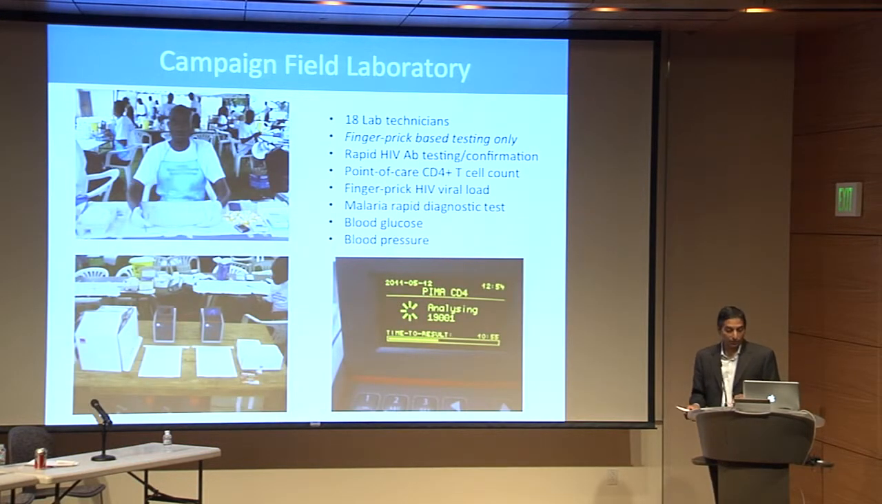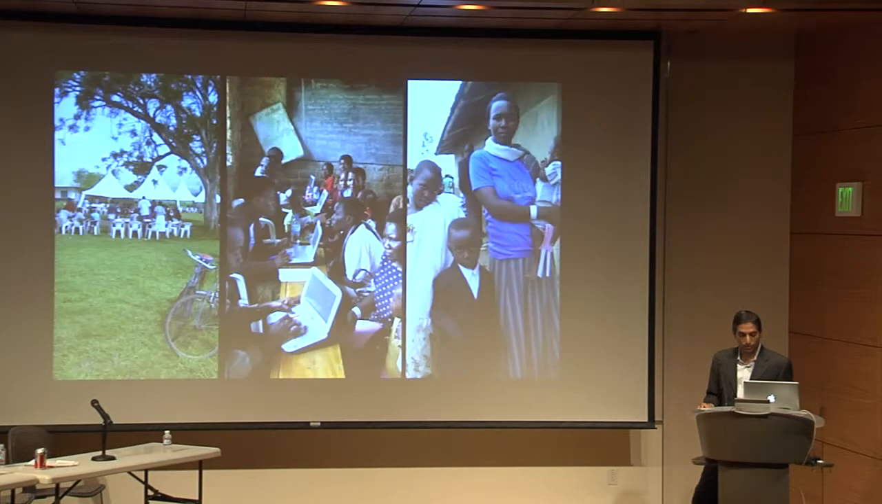At the campaign, we had a small field laboratory run by a group of excellent technicians. We only did finger prick-based testing, so no phlebotomy due to time considerations and biohazard safety considerations. We did rapid HIV antibody tests, point-of-care CD4, the PIMA. We developed a way to take a finger prick sample and measure that for viral load, not point-of-care on site, but in a local lab. We did malaria rapid tests, and then also blood glucose from finger stick, and blood pressure, of course.